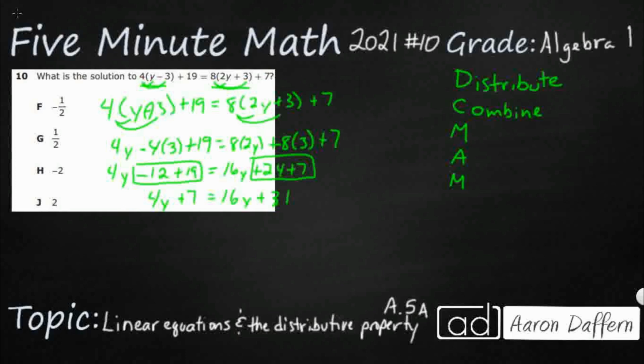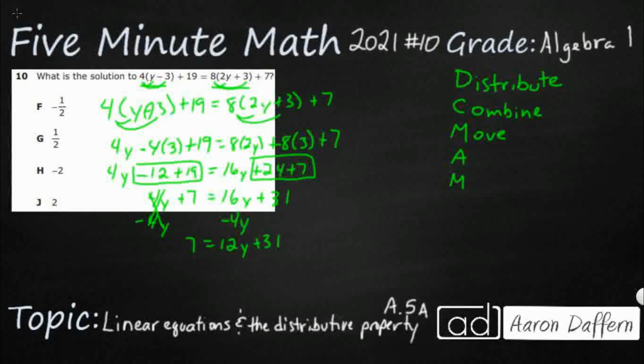Now we need to move. We are looking to get our y's together, and we want it to stay positive. So if I subtract 16y from both sides, it's going to give me a negative y. So in this case, always move the smaller into the bigger. I'm going to subtract 4y. And that's going to give me 7 equals 16y minus 4y, which is 12y.